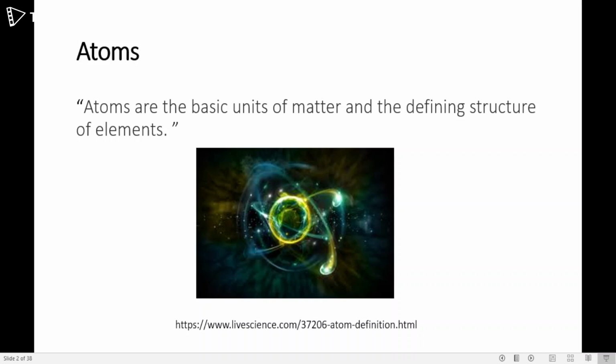So let's start by remembering the basic definition of atoms. Atoms are the basic units of matter in the defining structure of elements. The word atom comes from the Greek word for indivisible because in the beginning they thought that atoms could not be divided. But we have to keep in mind that all matter is composed of atoms.